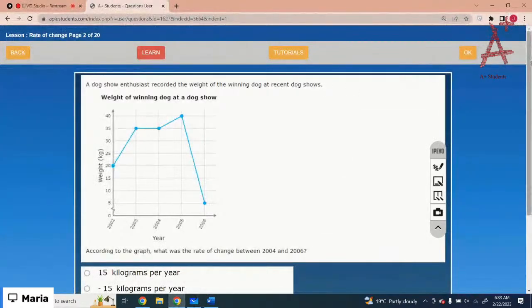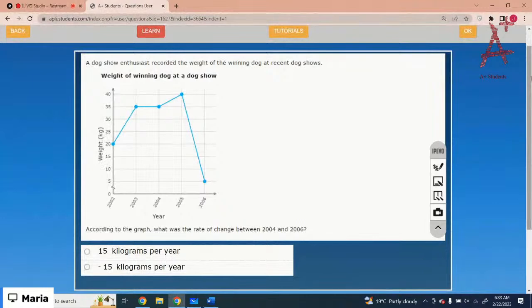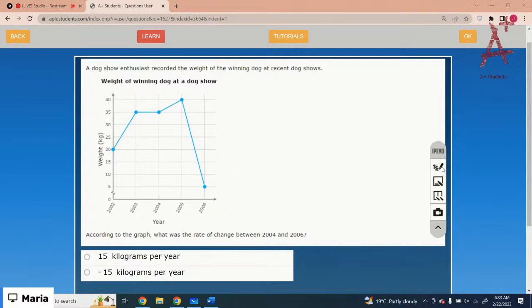Let's just do this one. Okay, a dog show enthusiast recorded the weight of winning dogs at recent dog shows. According to the graph, what was the rate of change between 2004 and 2006? So you have to calculate the rate of change between 2004 and 2006. So here you have 2004.